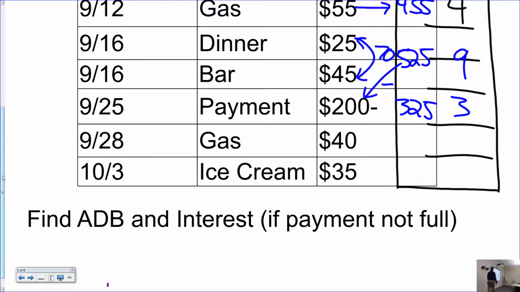What's my next number? 40. 365. Add that to the 325, 365. How many days does that one go? How many days has September? 30.